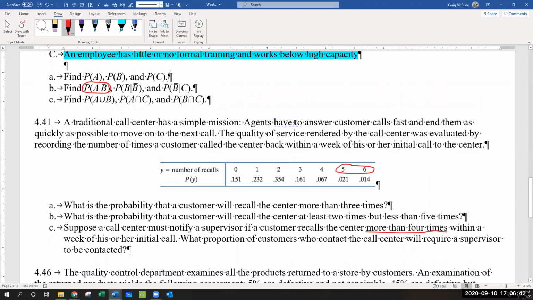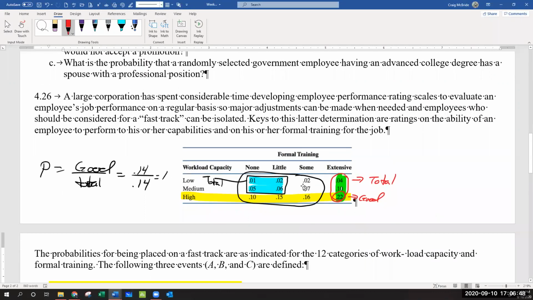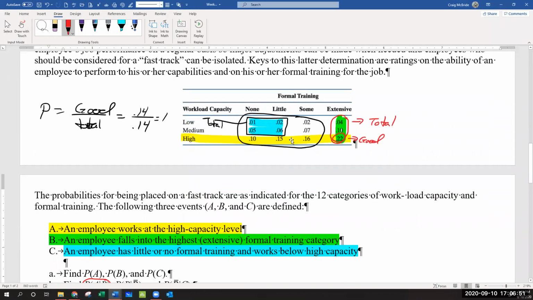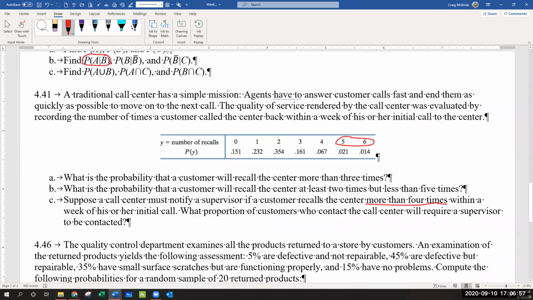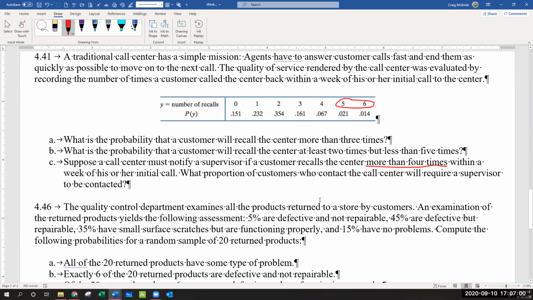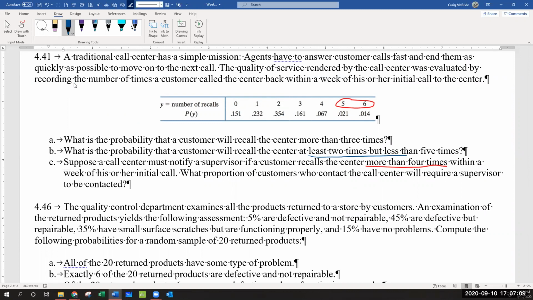The only time you divide by the total is when you are given numbers. In this table here, we were given numbers and a total. In this table, we were given probabilities, so we just added up those, and those were our answers. Same thing here. These are probabilities, so you just add them up. Okay, cool. Just be careful and make sure that you read the questions properly, because when they say at least 2 times but less than 5, well, at least 2 but less than 5 would just be those 3. Because if you're less than 5, you have to stop at 4, and if you're at least 2, you include 2.